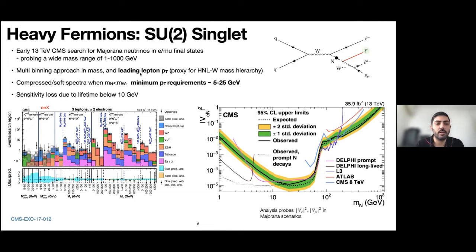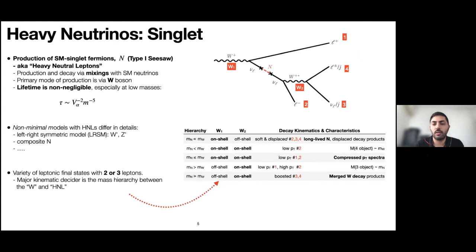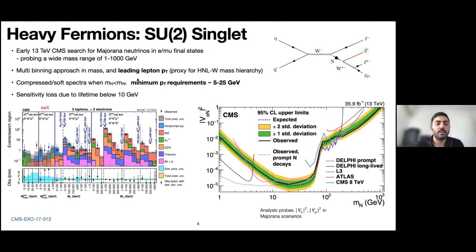The leading lepton, if you go back to the previous page, is the lepton that is coming from the first instance of the W decay. And this helps us to basically set a proxy for the heavy neutral lepton and W mass hierarchy. So when you're probing lower values of N, you expect a different behavior in the leading lepton pT than when you go to heavy neutral lepton masses. And of course, you do get particularly compressed and soft spectra, especially for the trailing two leptons, when you go to very light masses for the N.